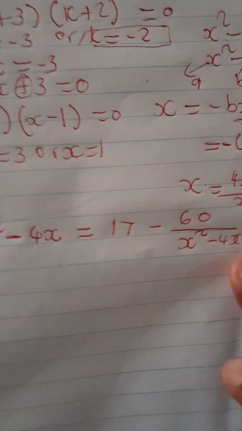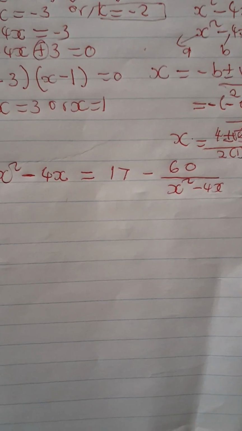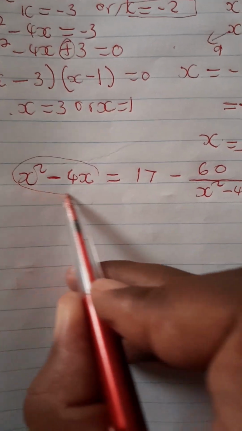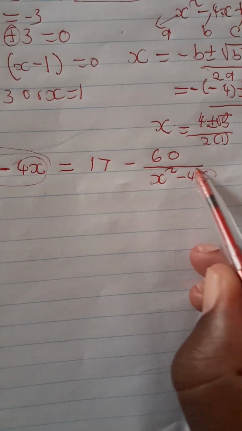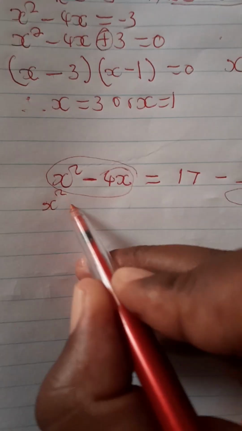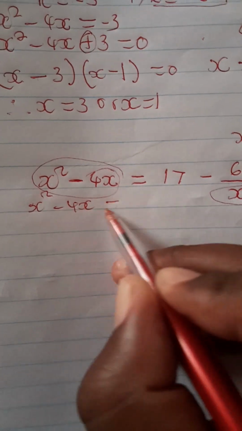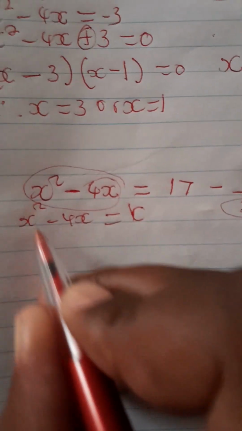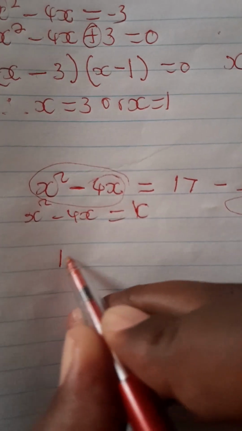Right, let's go to the second question on our video. We need to solve for x. What we can see from here is that there's a repeated factor, x squared minus 4x. So let this repeated factor, x squared minus 4x, equal k. Meaning that where there is x squared minus 4x, we can place k.